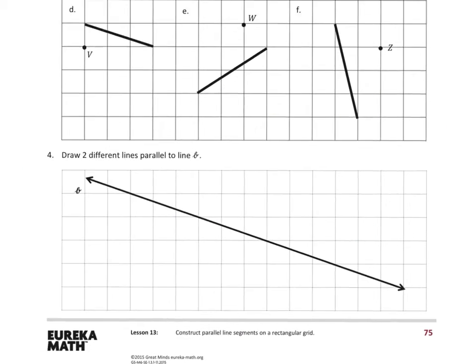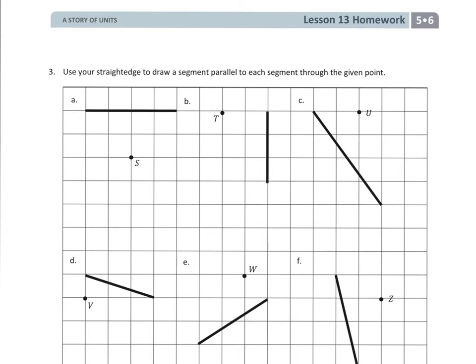Now, we're on page 2. And what we need to do here is to use your straight edge to draw a segment parallel to each segment through the given point. So for the first one, A, I think that's pretty easy. It's just a straight horizontal line, and it's on a grid. So I'm going to take this, and I'm going to draw a straight line here, and I'll slide it back.